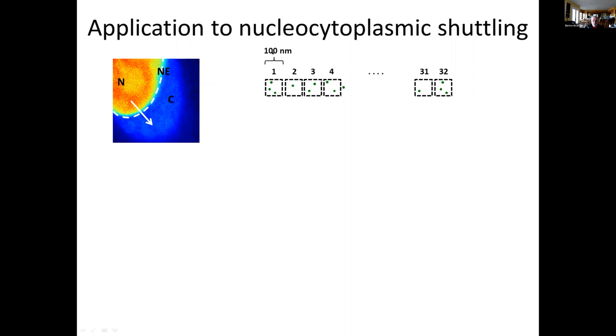So first of all, the pixel size is about 100 nanometers. And we have a total of 32 points in a line. This is important because it will give us a chance to observe several points on one side, several points on the other, and the boundary.